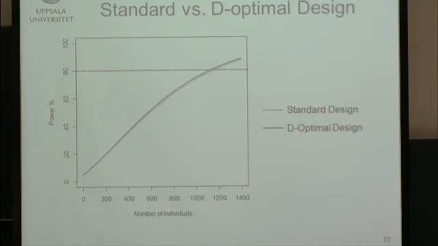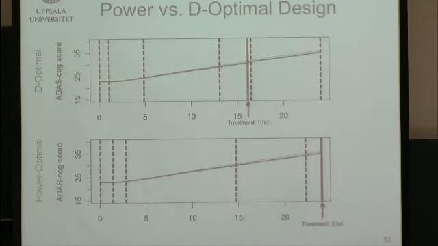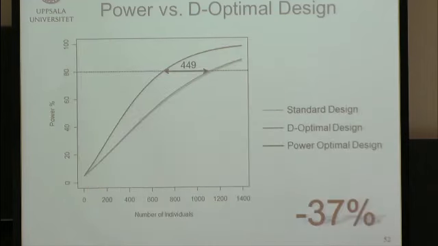So if we use this direct power optimization, we end up with this design. Now it's not optimal anymore to stop the treatment earlier compared to the D-optimal design, and the samples move more to the beginning and to the end. And in terms of number of individuals, that's 449 less to reach 80% power, or 37%.